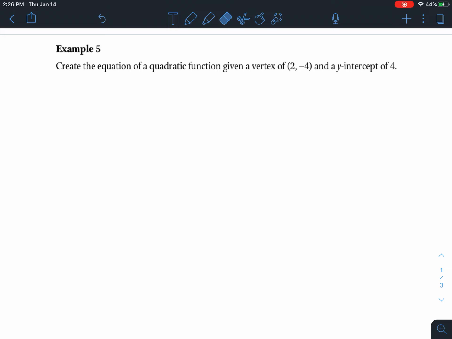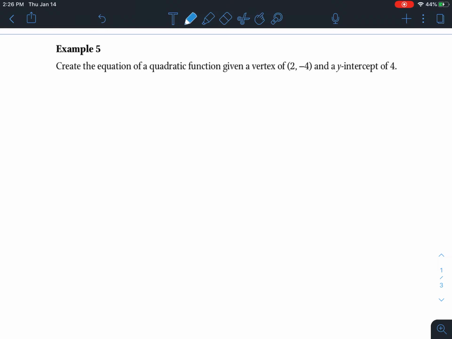In example 5, they're asking us to do the problems that we've been working with backwards. Typically, the questions we've been working with is they're giving us a quadratic function and they're asking us to find some characteristics and put it onto a graph. In this particular question, they're giving us some of those characteristics and asking us to make an equation.